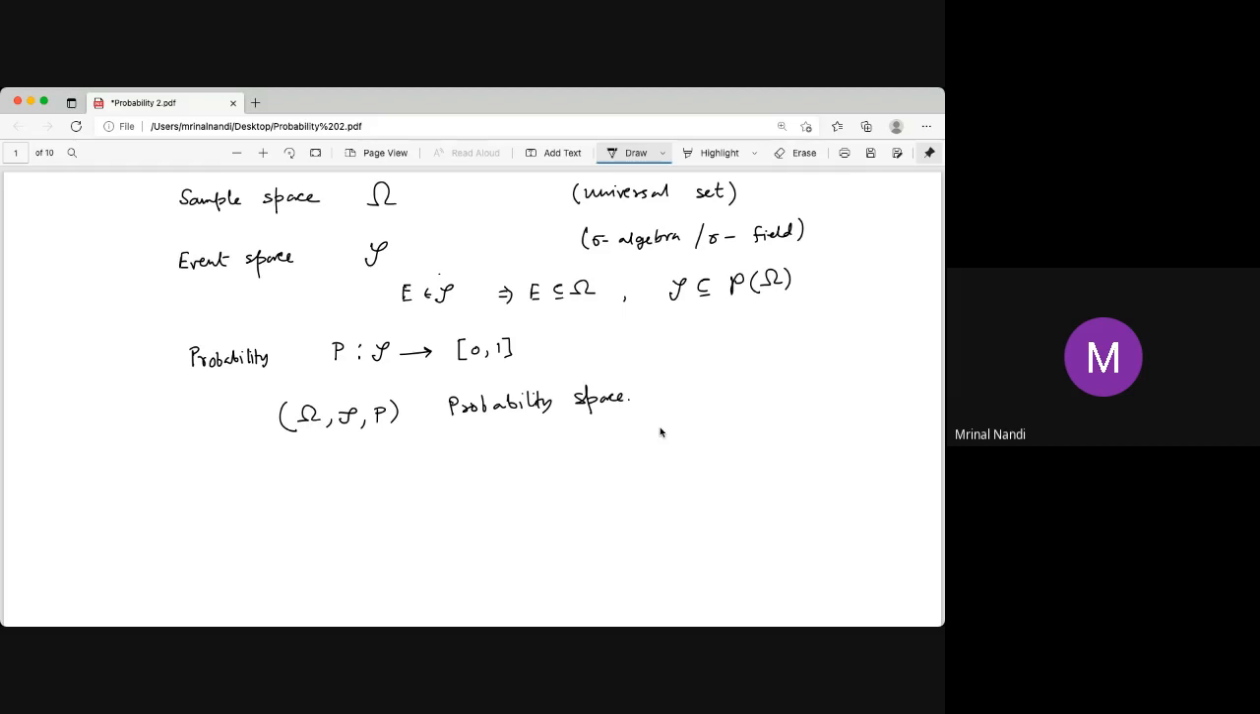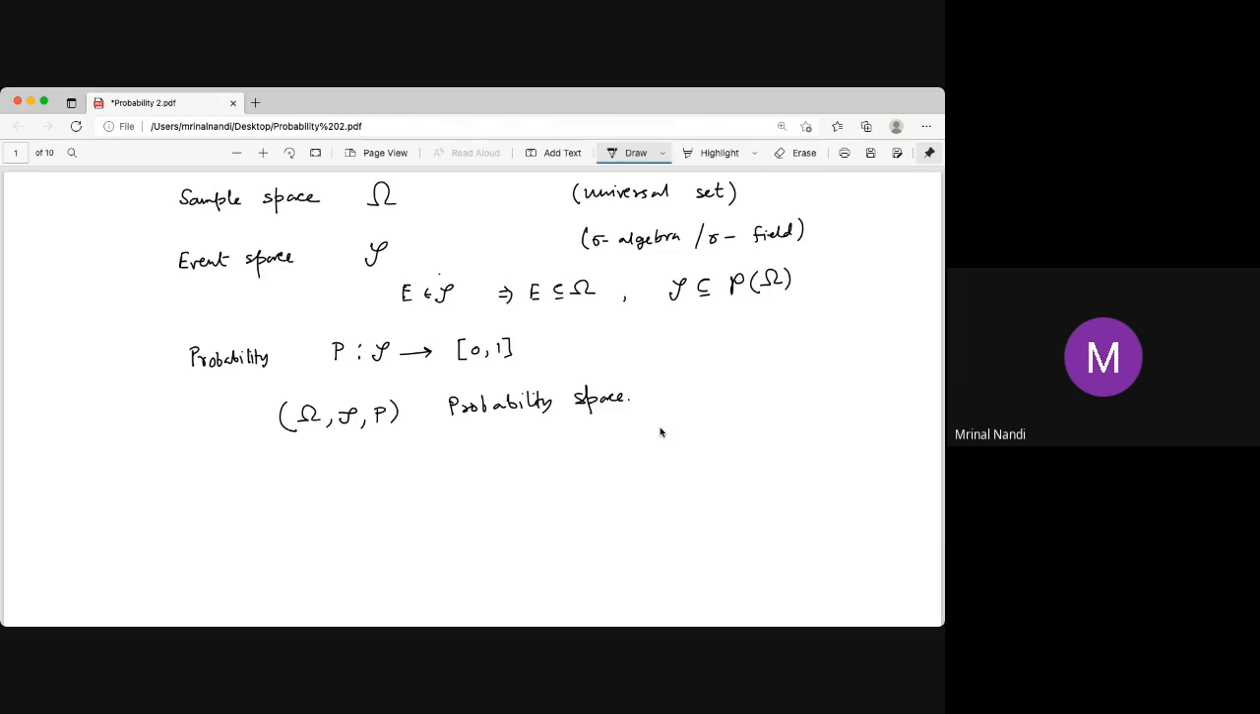And this omega together with the event space script F is sometimes called the sample space. You can't just state what the sample space is; you have to state the event space also. So sample space and event space are sometimes together called the sample space, and the three things altogether are called the probability space. There is a probability, and there are events. We know what the events are, and we know the underlying set of all outcomes.